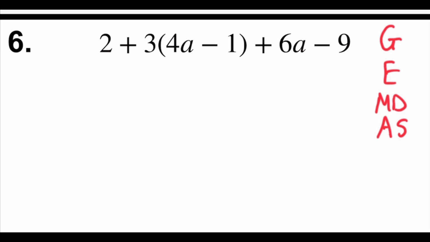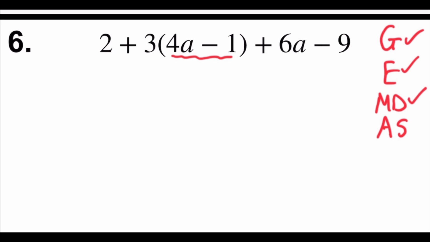Problem number 6 says 2 plus 3 times (4a minus 1) plus 6a minus 9. So first I'm going to start with grouping symbols again. I have parentheses, 4a minus 1. It's not workable. They're not like terms. There are no exponents in the problem, so now I'm going to look at multiplication and division.